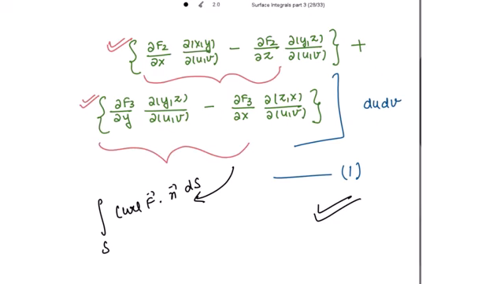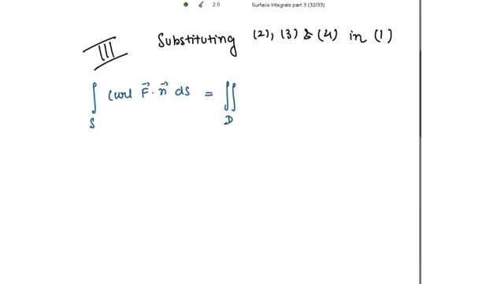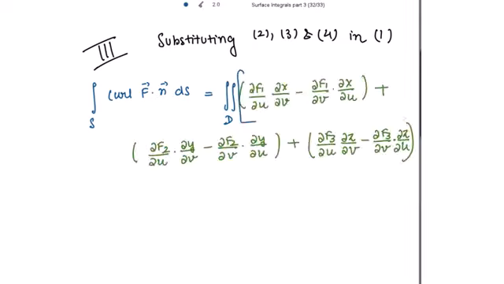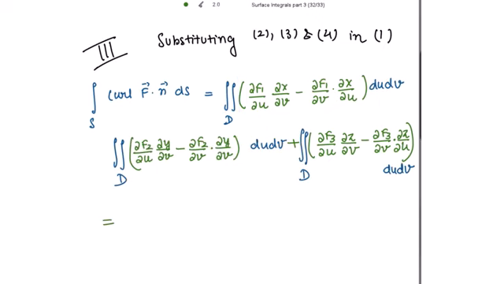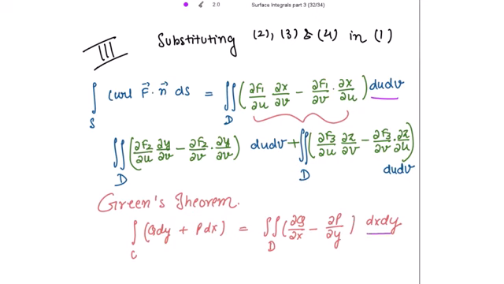Okay. So the third part is to substitute the values of 2, 3, 4 in the main equation, that is the first one. And outside of this integrand, we are having du dv. Writing this du dv inside. And now in the next step, I'm going to use Green's theorem over here. If I'm having du dv here, in Green's theorem we have dx dy instead of du dv. So we need to compare this with this, right?